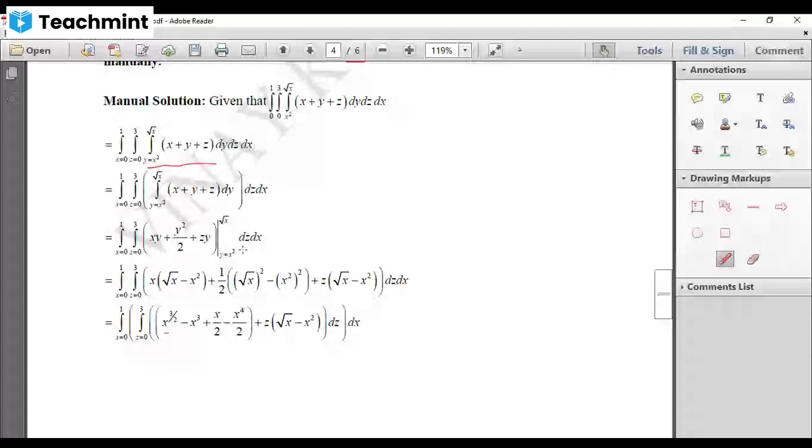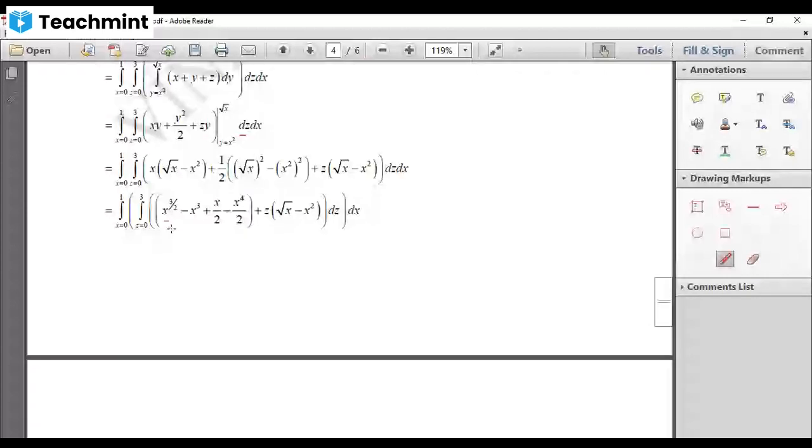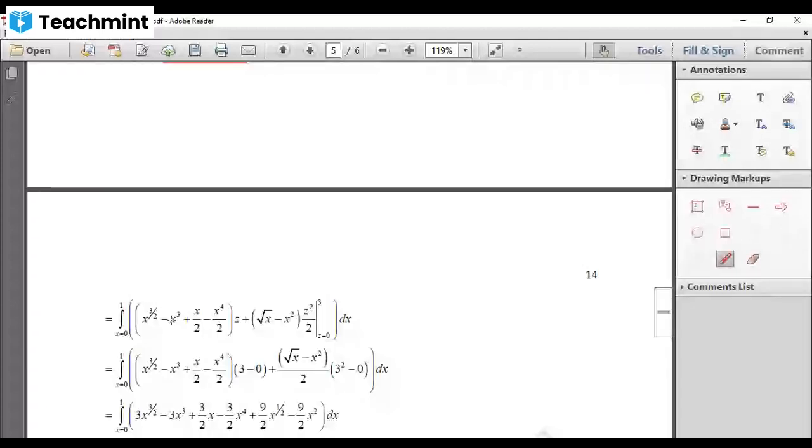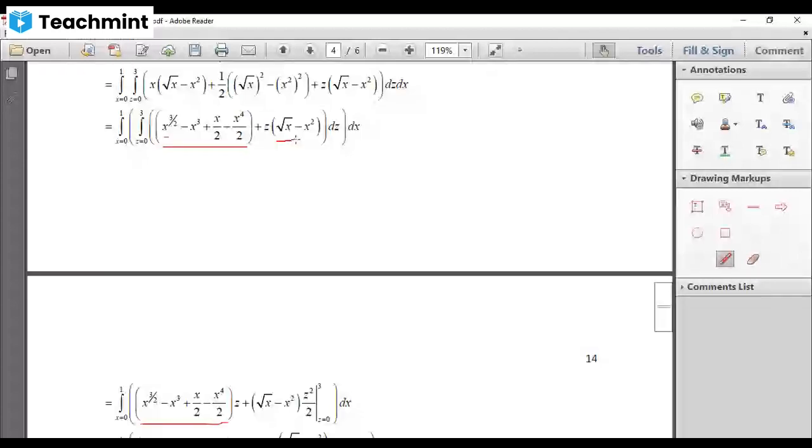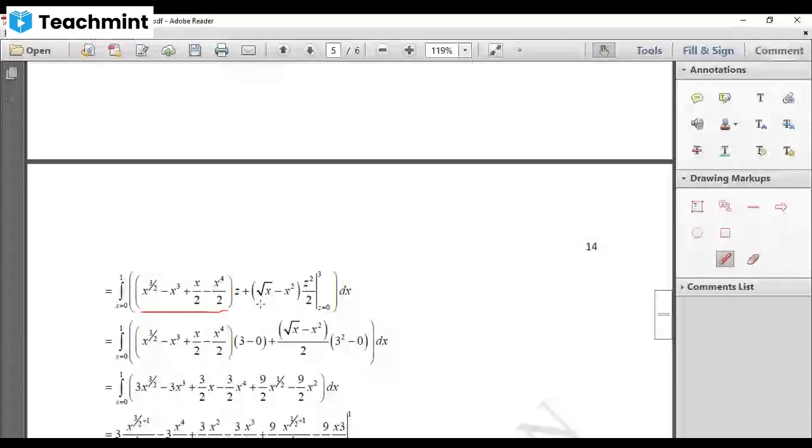Now you have to integrate this with respect to z. Therefore, when you are integrating with respect to z, this is constant. The whole of this is a constant. So I'll keep that one as it is. Okay, I'll keep this one as it is. What is the integral of 1? The integral of 1 is z. Then when you are integrating with respect to z, this is constant. So I'll keep this one as it is. What is the integral of z? z square by 2. And the limit is from 0 to 3.